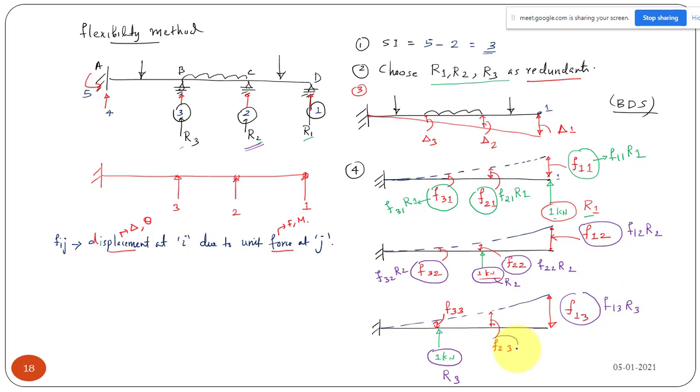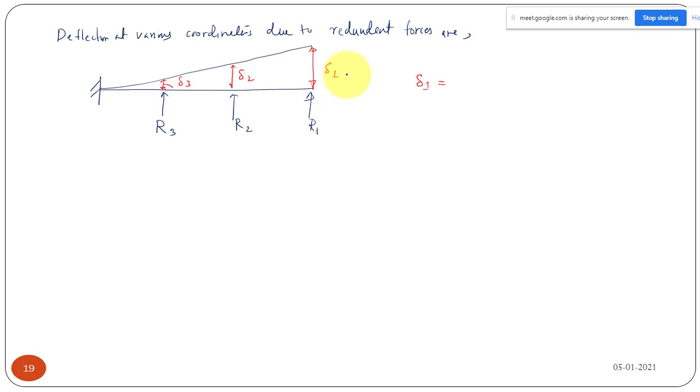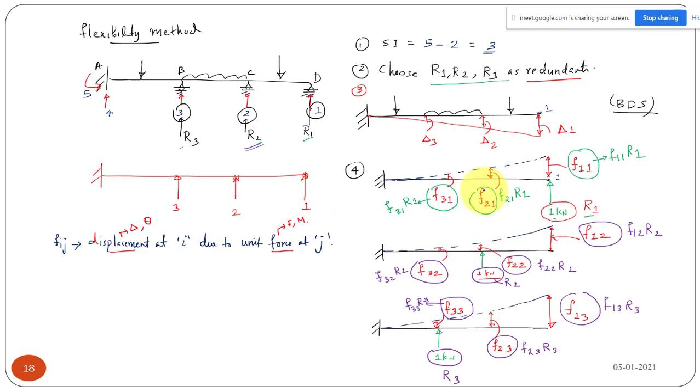Okay, and the next, this one I will apply R3, then this deflection will become F13 R3, this will become F23 R3, and this deflection will be F33 times R3. Okay, so now you tell me what is the total deflection at the coordinate 1, delta 1? What is the total deflection due to R1, R2, R3?